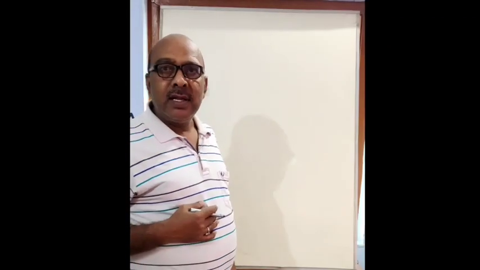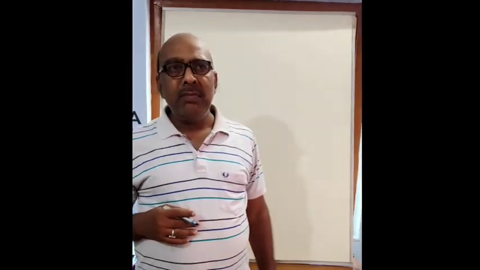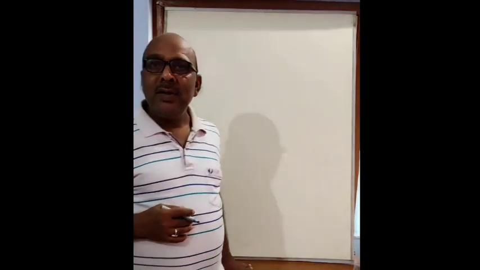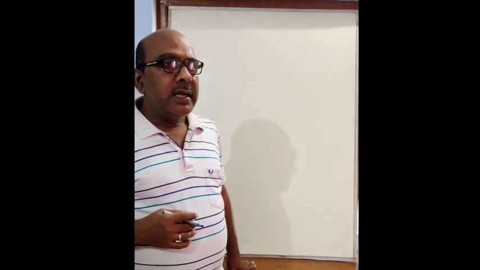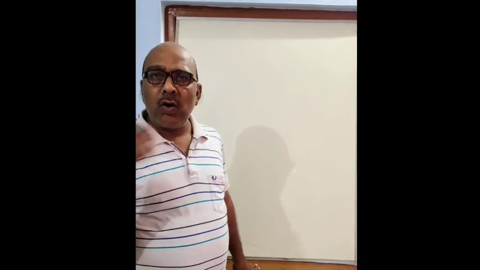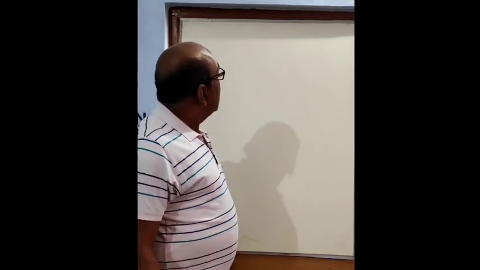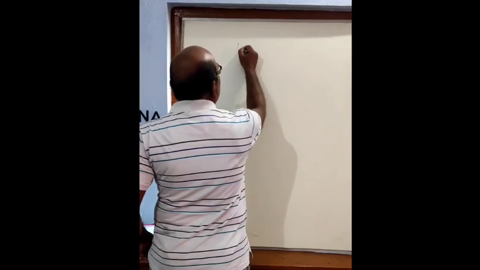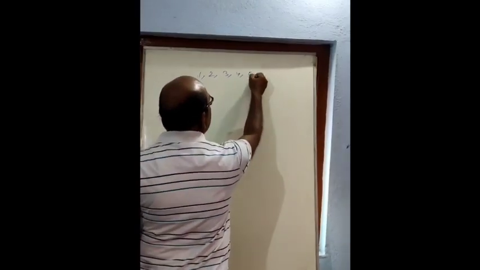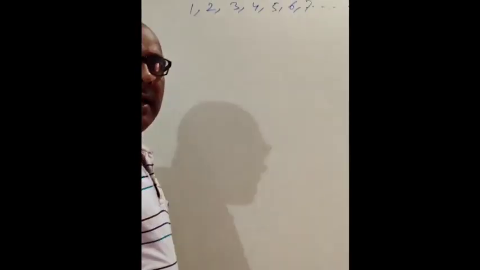Now, first of all, I want to remind you what you have learned up to the previous class. In your previous class, you learned the number system: natural numbers, whole numbers, etc. For example, all counting numbers are called natural numbers, and counting numbers start from 1. For example, 1, 2, 3, 4, 5, 6, 7, etc. These are the natural numbers.